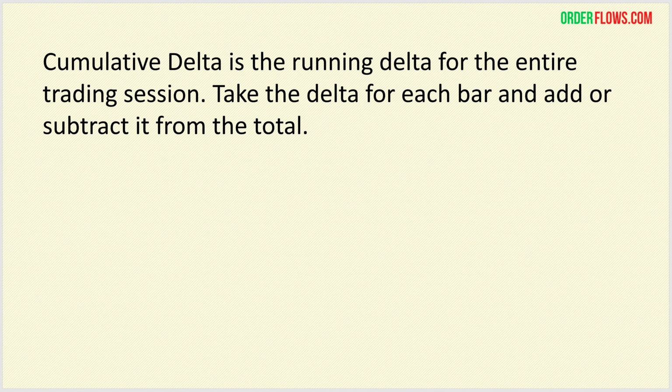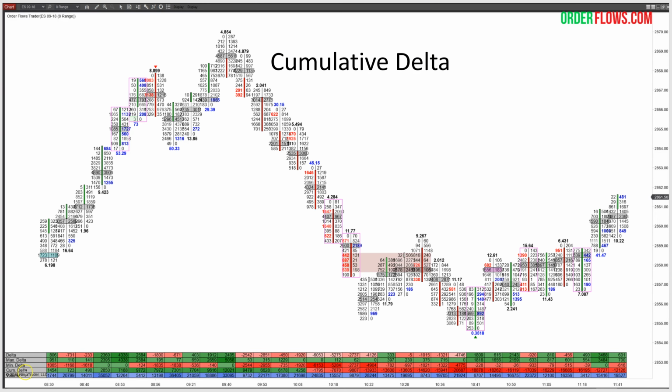Now, cumulative delta is the running delta for the entire trading session. It takes the delta for each bar and adds or subtracts it from the total. So you can see here, if you added it on, I don't usually use it, but what you're looking for is: cumulative delta is positive, then it turns negative, and it's negative for the rest of this chart. Right in here is the middle where it turned negative, and people think, hey, we just turned from positive to negative. But you could go positive, negative over the next 10 bars. It can change 4 or 5 times. It's like a basketball game that's tied, the lead keeps changing back and forth.